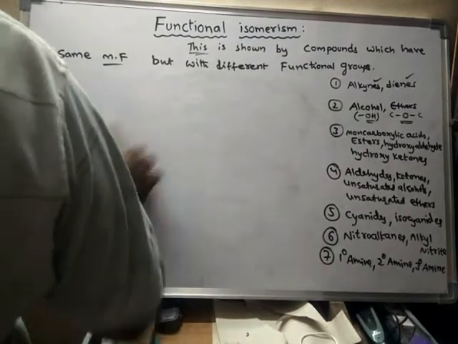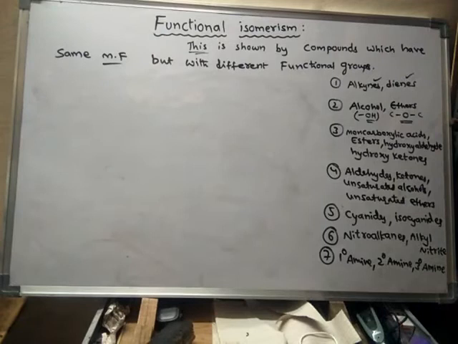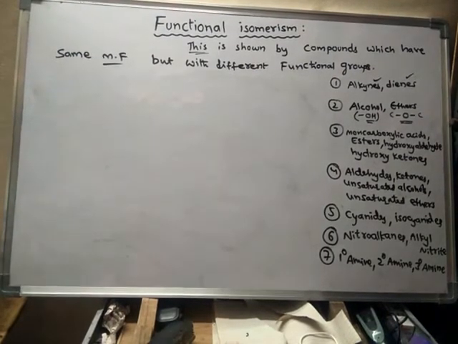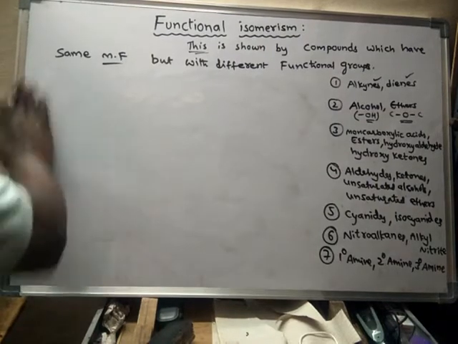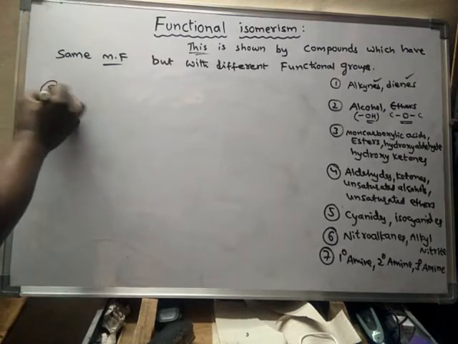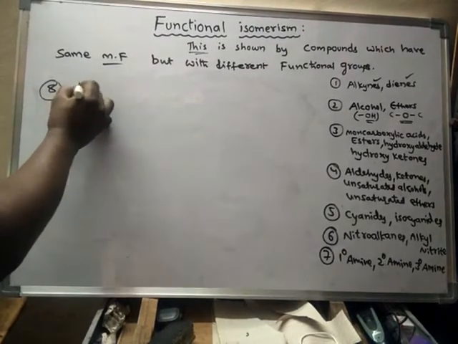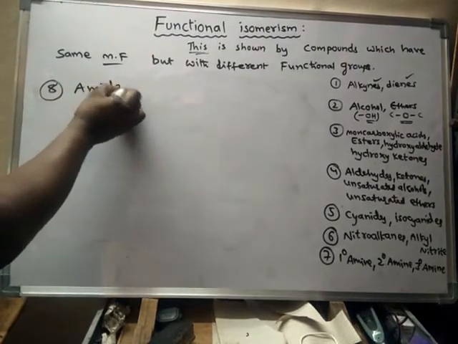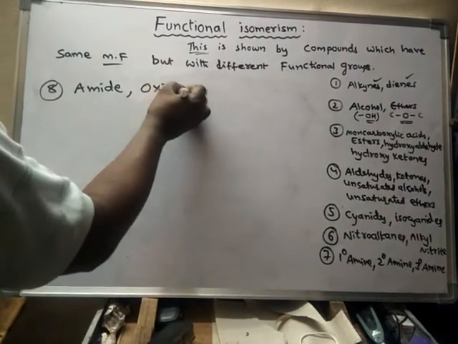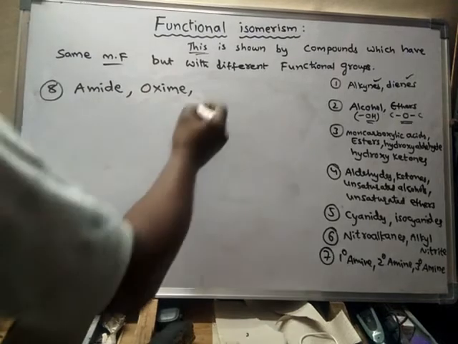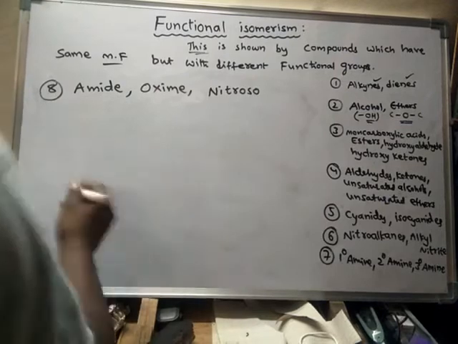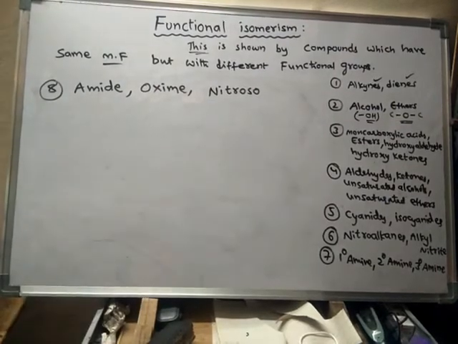Let us learn another example. Here, the eighth example: amide, oxime, nitroso. These are all functional isomers to each other.